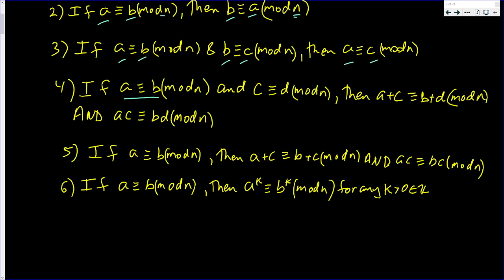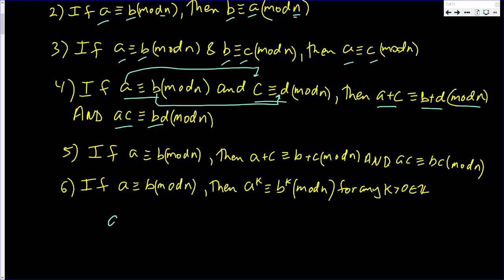If a is congruent to b and c is congruent to d, then you can add a and c, you can add b and d, and those two sums will be congruent to one another. And their products will be congruent to one another.